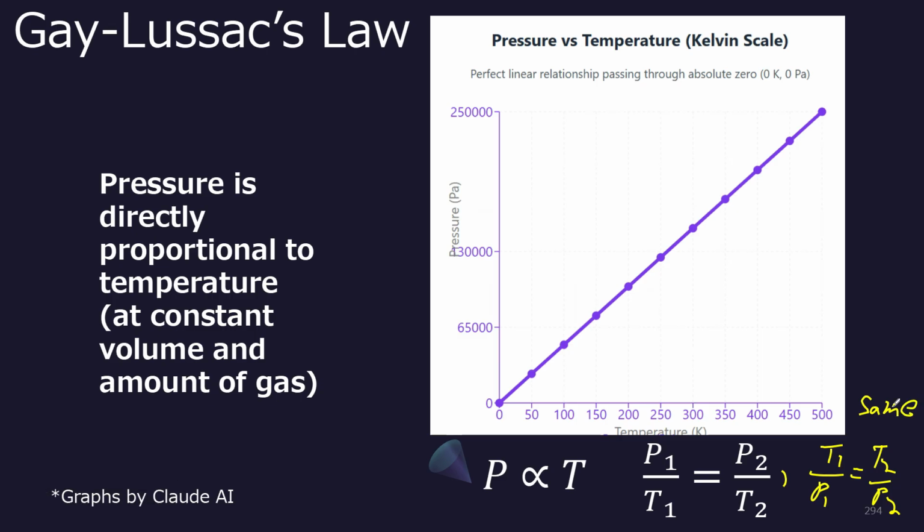We will get a straight line graph again, direct proportionality through 0, 0. If we double temperature in Kelvin, we double pressure, assuming volume is held constant and number of moles or amount of gas is held constant. Also a very useful relationship. Let's see a practice question for this.